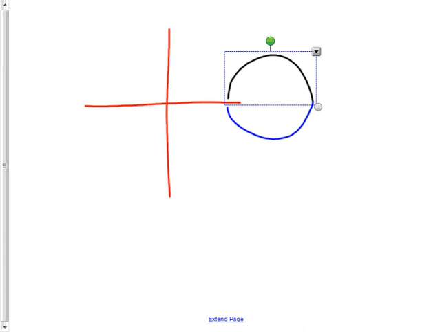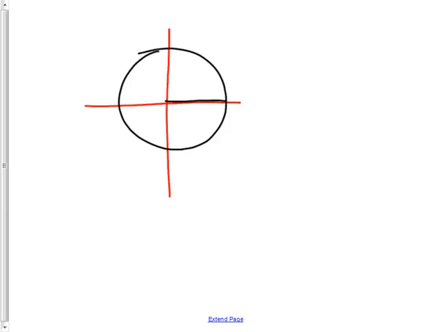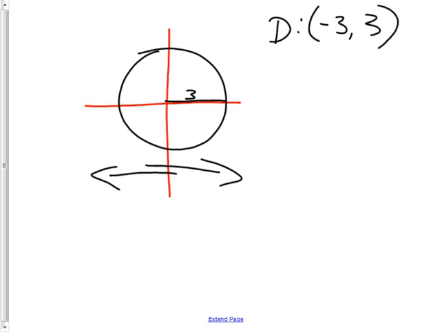All right, so now let's talk about domain. Domain on a circle is kind of nice because you can say, let's say it's a circle that has a radius of 3. Then how far does it go this way? -3. How far does it go that way? 3. So its domain would be from -3 to 3. But why wouldn't we actually do that? Because circles aren't functions. Circle's not a function.